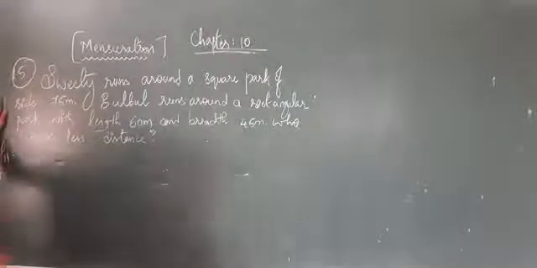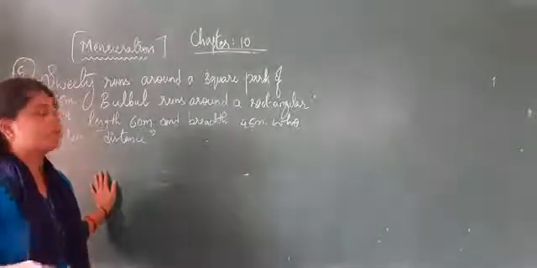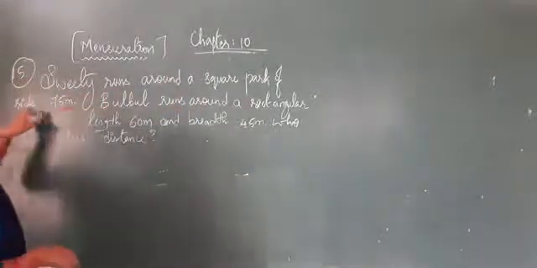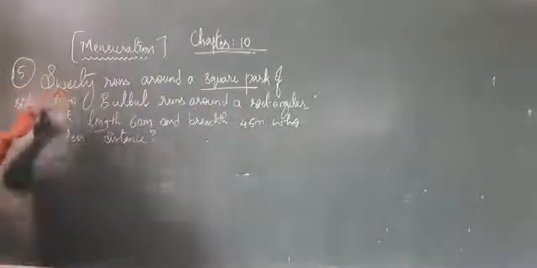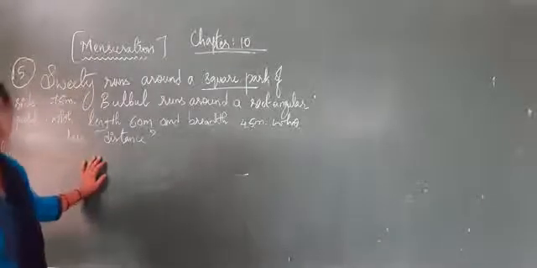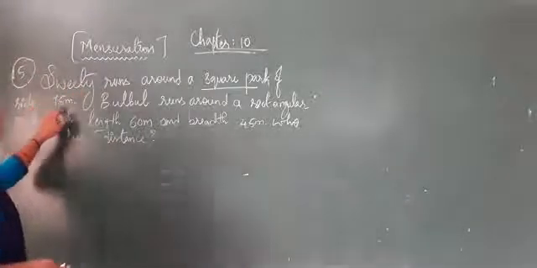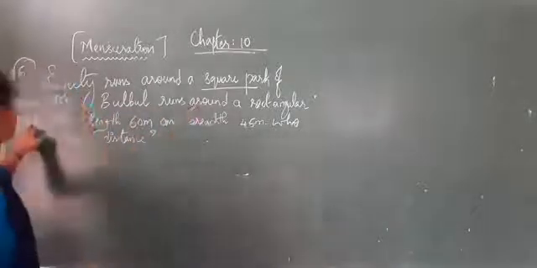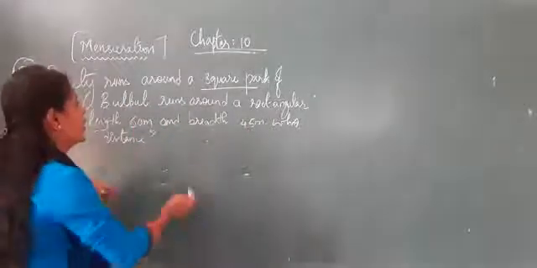So the next question is the 15th one. This question is combined with two examples, the square and also the rectangle. Okay, we will see this. Sweetie runs around a square path of side 75 meter. So you can see the first example there. Sweetie is going around, as usual for jogging or running. Bulbul runs around a rectangular path with length 60 meter and breadth 45 meter. So one example is with the square and one with the rectangle.